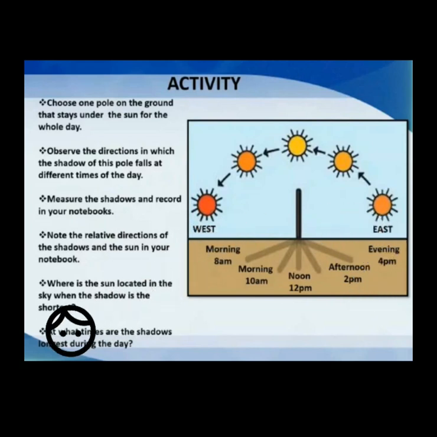Now there's a question. Where is the sun located when the shadow is the shortest? We can see the shortest shadow is right beneath the pole, and it is noon time. The sun is located right above the earth, straight up. It's noon time at 12 o'clock. And at what time is the shadow longest? We can see it at 2 times of the day: in the morning when the sun is in the east, at 8 o'clock, and when the sun is in the west in the evening, at 4 o'clock. So these are the various activities.